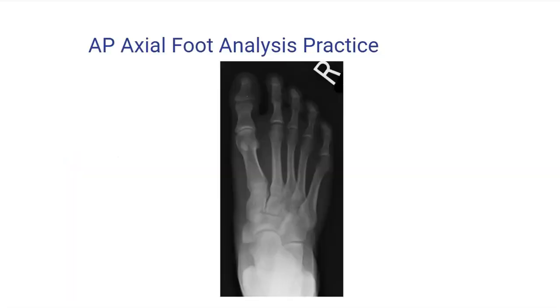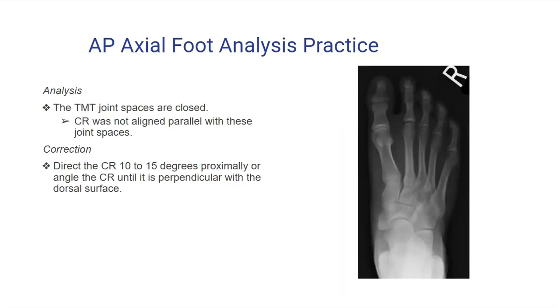Go ahead and review this first practice analysis and answer the following question. In this AP axial foot projection, the following misalignment can be observed. If you look closely, we have some joint spaces closed. The tarsometatarsal joint spaces are not demonstrated as open. Neither is the navicular cuneiform joint space. This should indicate to you that the central ray was not aligned parallel with these joint spaces.